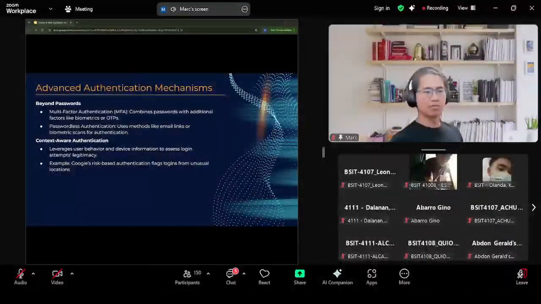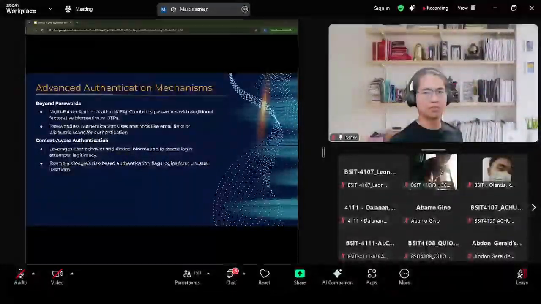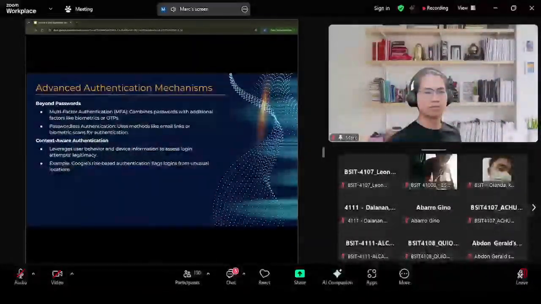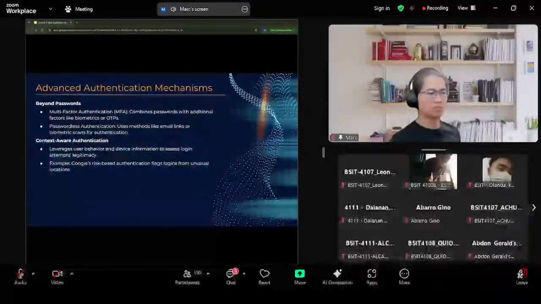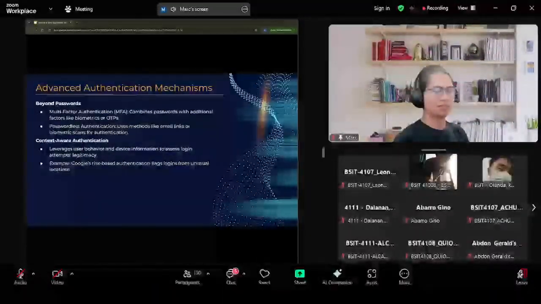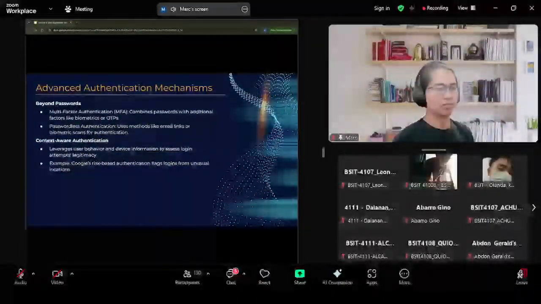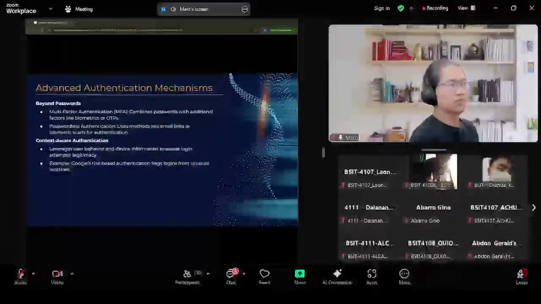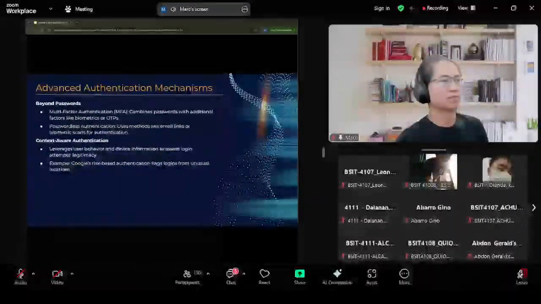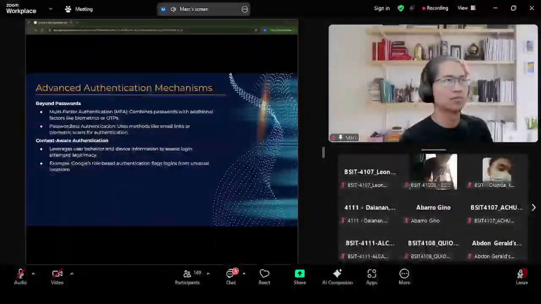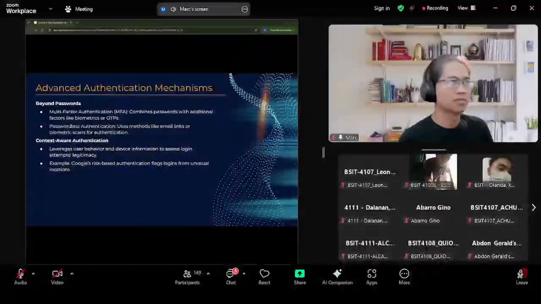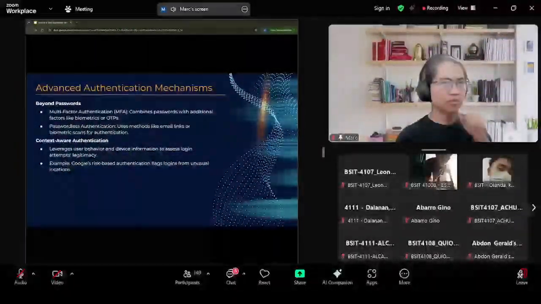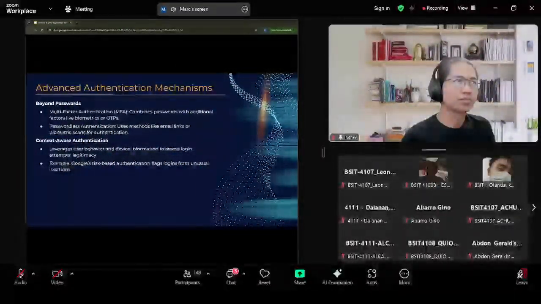Now, why do these mechanisms matter? Advanced authentication mechanisms provide a layered defense against unauthorized access. As attackers become more sophisticated, incorporating methods like MFA, passwordless authentication, and context-aware systems ensure that your application stays ahead of potential threats. These strategies not only improve security, but also enhance the user experience by reducing reliance on easily forgotten passwords or overly complex login requirements.